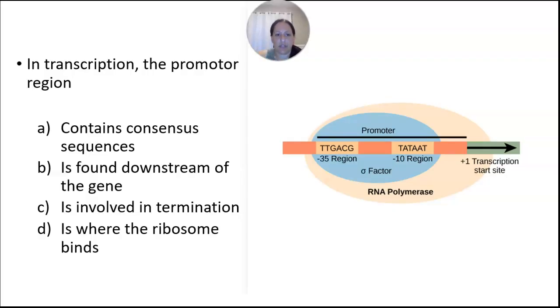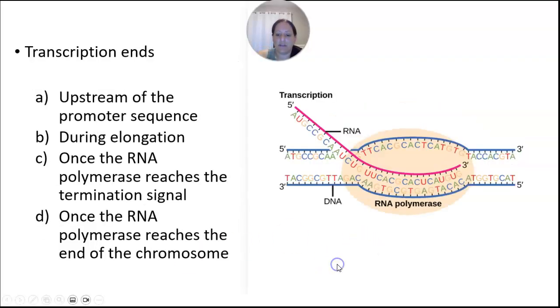It's not involved in termination. It's involved in initiation. And D, where the ribosome binds. When we talk about the ribosome, we're talking about translation. This is transcription. So that's not true. This is where RNA polymerase binds, not the ribosome. So A would be the only correct answer there. Okay, next question, transcription ends. I'll give you a second.